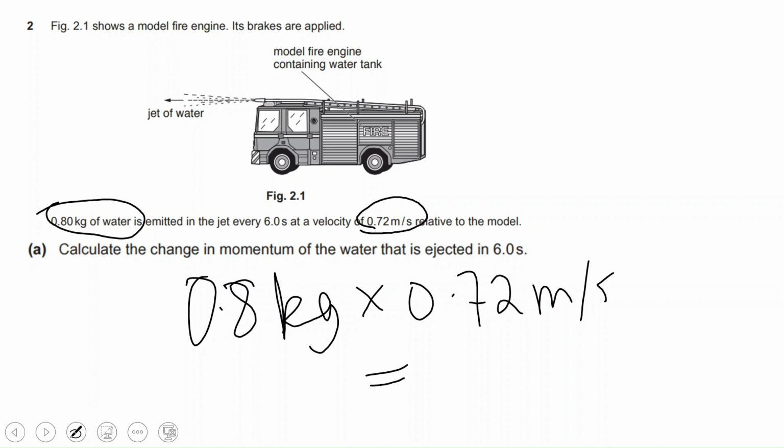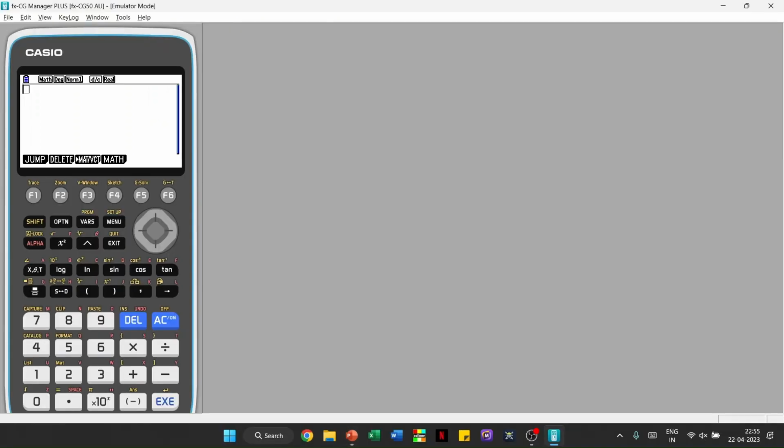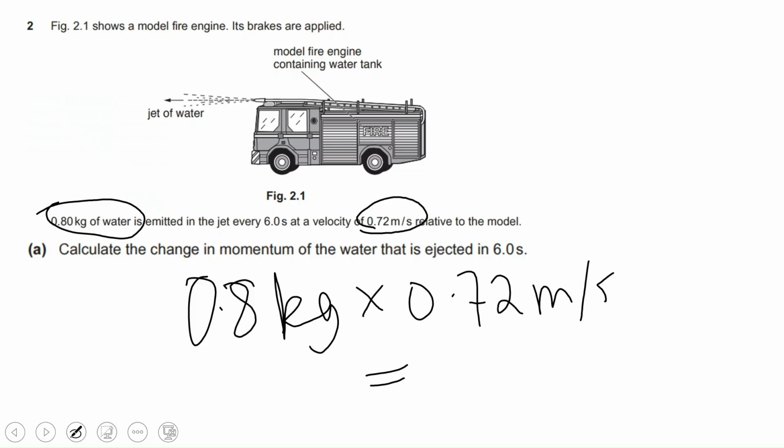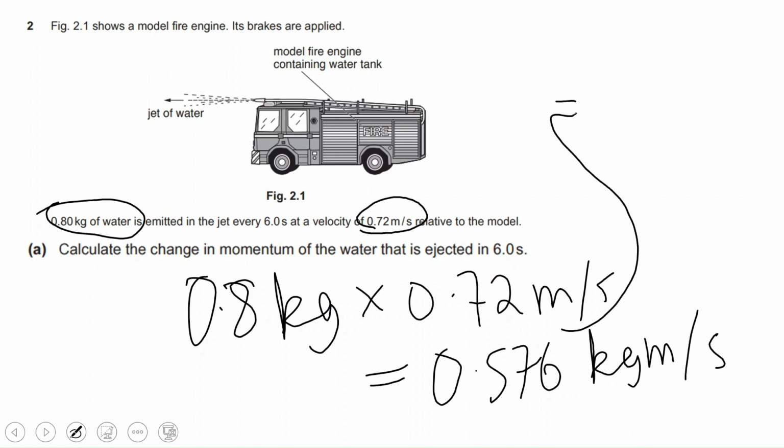Even if it has a mass of 1000 kg, for example, a ton, it will not have any momentum because its velocity is 0. The change in momentum is going to be caused due to the water, and that is why we only find the momentum caused by the water. And so the answer is going to be 0.8 into 0.72, which is 0.576. We will simply round it up to give us 0.58 kg meters per second or Newton seconds. It's the exact same thing.